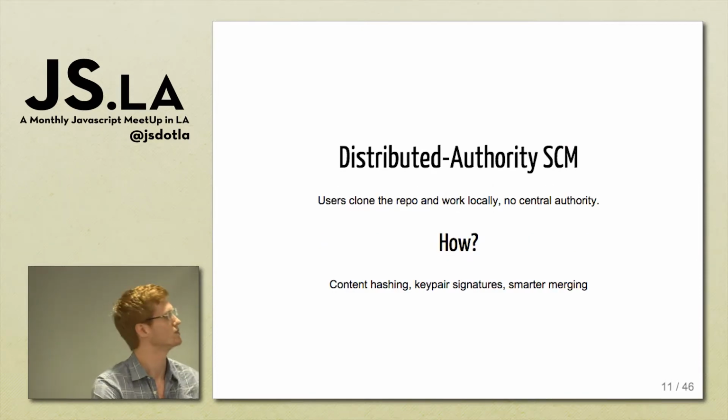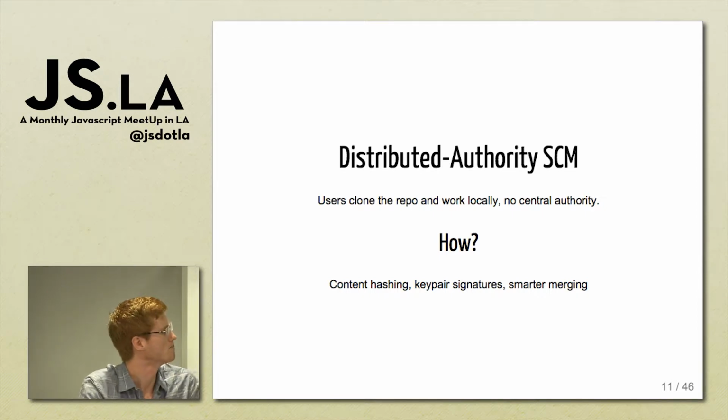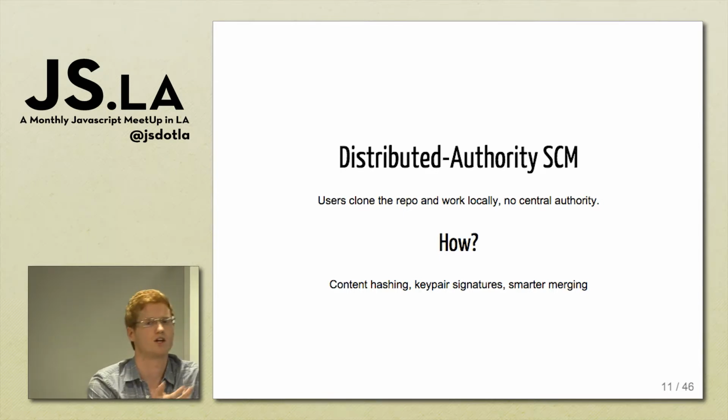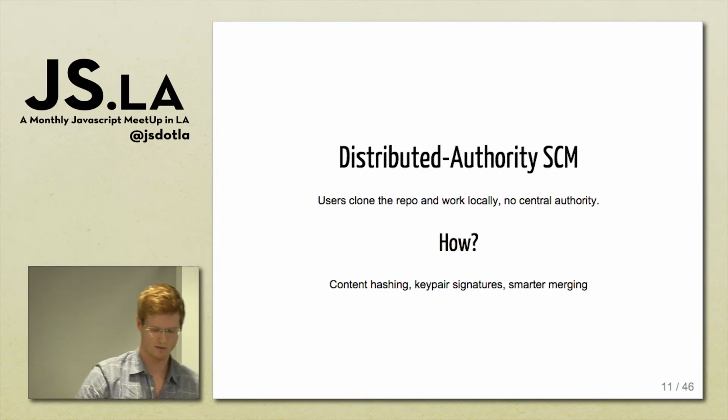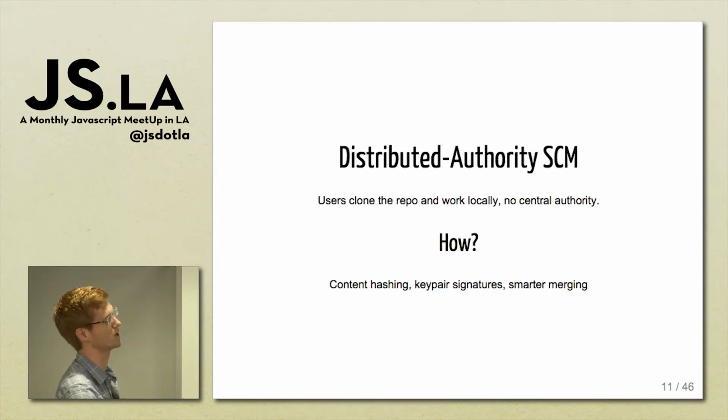Now, how does Git do this? Mainly through content hashing and key pair signatures. Content hashing is a way to basically create a unique number for a blob of content. It's a similar concept to the checksum. The interesting thing about a content hash is that it verifies the integrity of what it is meant to represent. If you have a content hash for a blob, you can check and make sure that the blob itself is correct by comparing it to the content hash ID. And so Git uses that to provide integrity to the database, or excuse me, to the repository.